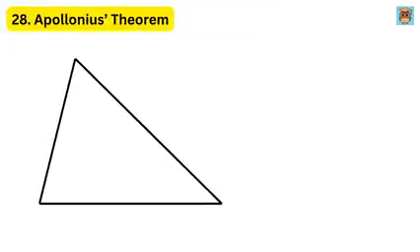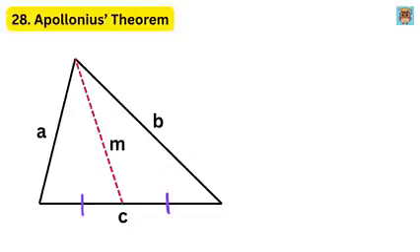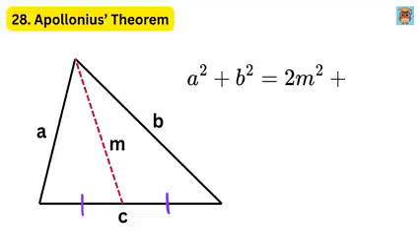28. Apollonius's theorem. It says that if in any triangle of side lengths a, b, and c, the length of the median to side c is m, then if you take side a times a and side b times b and add them, the total equals 2 times m times m plus 1/2 of side c times c.